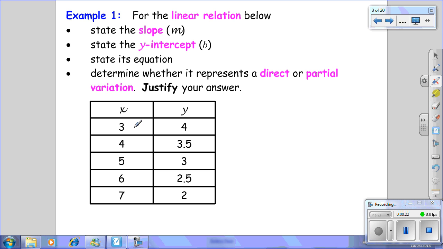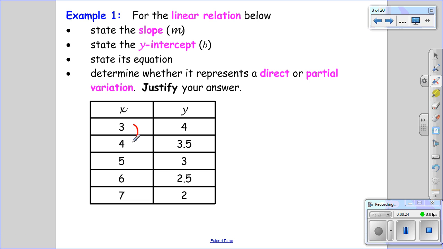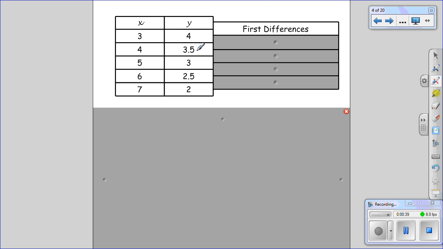I could draw a graph, or if the x values go up by 1 everywhere in the table, I can actually use my first differences to determine the slope. And since the x values do increase by 1, that's what we're going to do. We're going to start with 3.5 take away 4, which is negative 0.5, and then 3 take away 3.5, and 2.5 take away 3, and 2 take away 2.5.